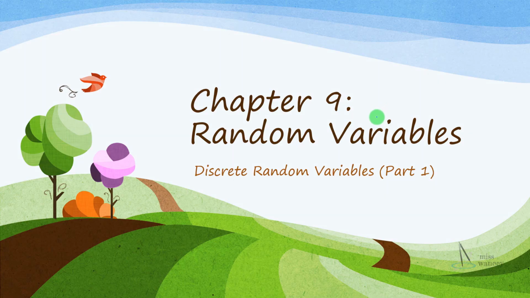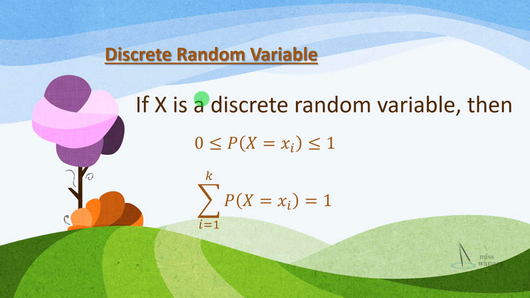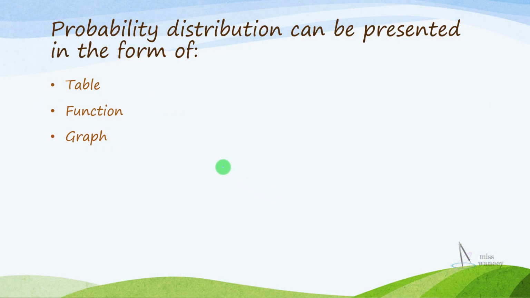Alright, so this is chapter 9, random variable. Today we are going to focus on the discrete random variable. If X is a discrete random variable, then first, the probability for X equal to x should be somewhere between 0 and 1. Second, the summation of the probabilities should be equal to 1. If you add everything together over the sample space, it should be equal to 1. The probability distribution can be represented in the form of a table, function, and graph.